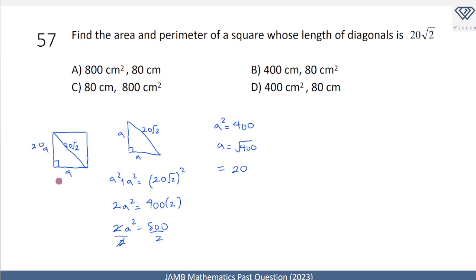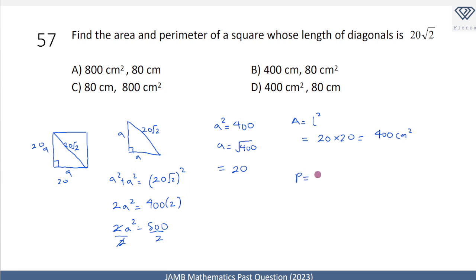Now, what is going to be my area? Area is just going to be my length squared, or length times length. In this case, I found the length to be 20. So my area is just going to be 20 times 20, and that is equal to 400 centimeter squared.